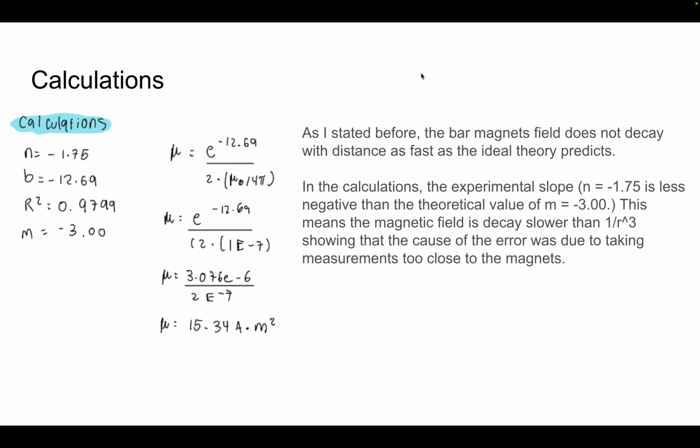These are some of the calculations that we found. The bar magnet's field does not decay with distance as fast as the ideal theory predicts. In the calculations, the experimental slope is n equals -1.75. It's less negative than the theoretical value. This shows that the magnetic field decays slower than 1 over r cubed, showing the cause of error was being too close to the magnets.